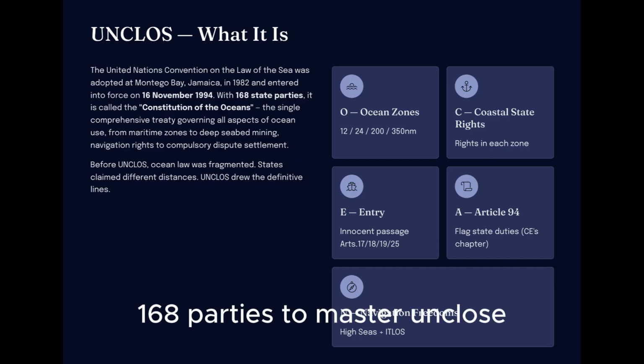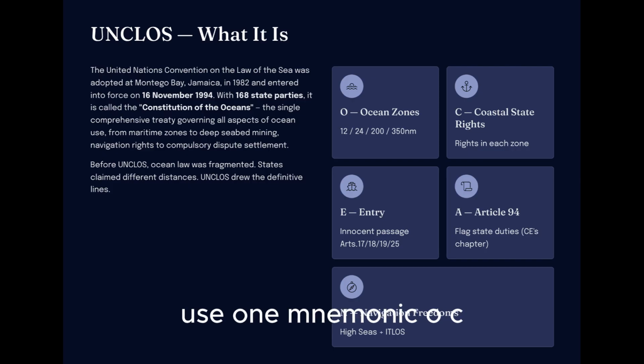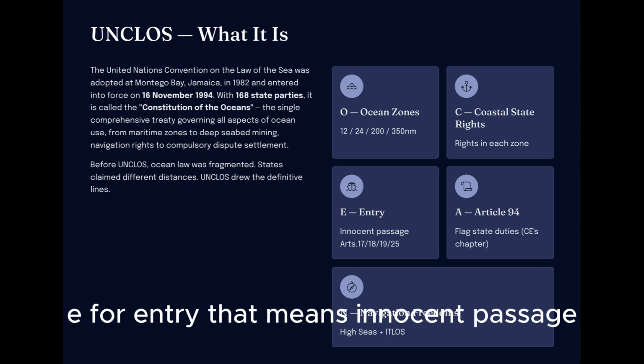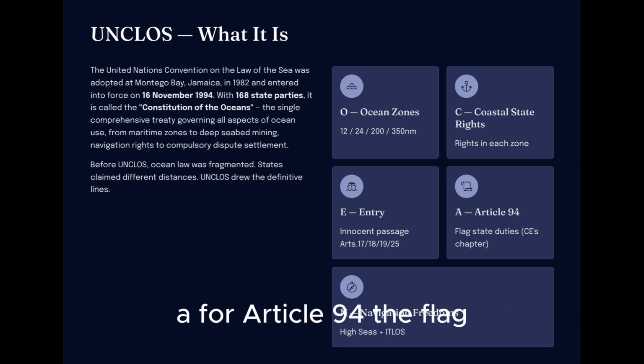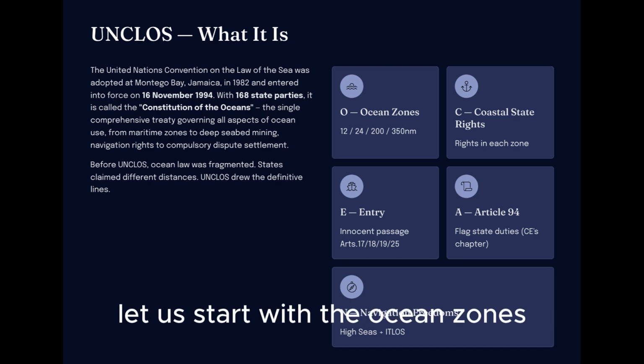168 parties. To master UNCLOS, use one mnemonic. OCEAN. O for ocean zones. C for coastal state rights. E for entry, that means innocent passage. A for Article 94, the flag state duties. N for navigation freedoms and ITLOS. Let us start with the ocean zones.